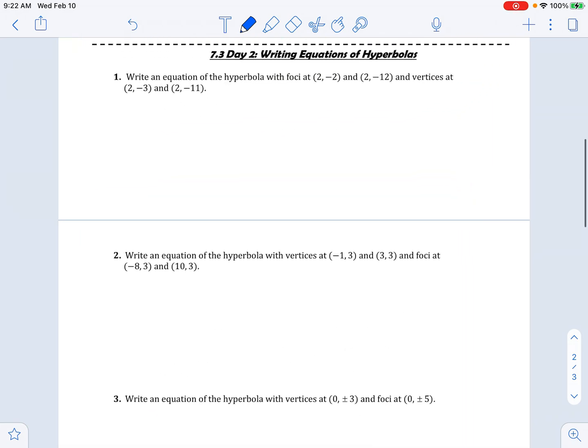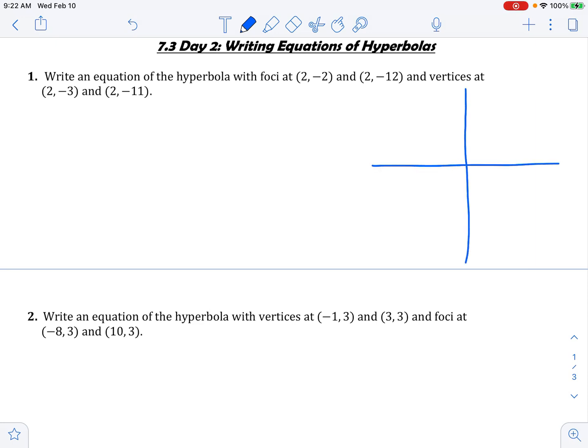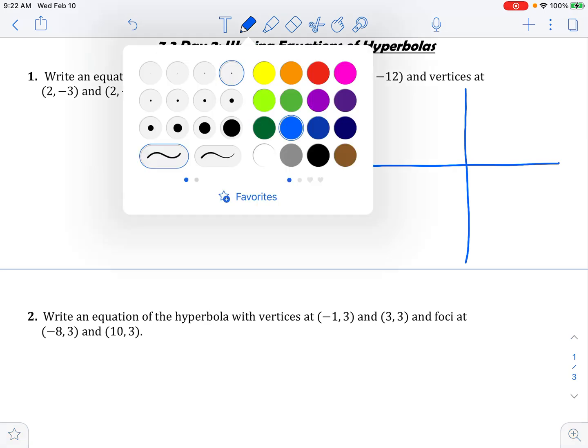If you look at these 5 examples, they're all pretty similar, and you'll see why as we start to do them. Write an equation of a hyperbola with foci at (2, -2), (2, -12), and vertices at (2, -3), (2, -11). So first off, I need a sketch. I can't draw a skeleton yet because vertical and horizontal hyperbolas have different skeletons. One has x first, then y, and the other one has y, then x. So I need to know what it is before I write down a skeleton.